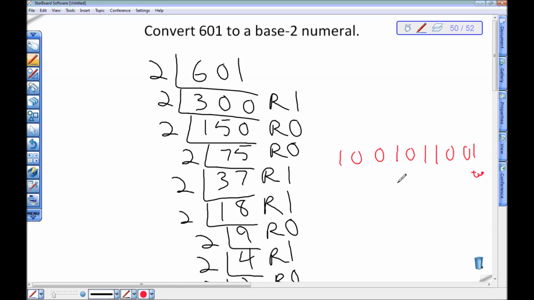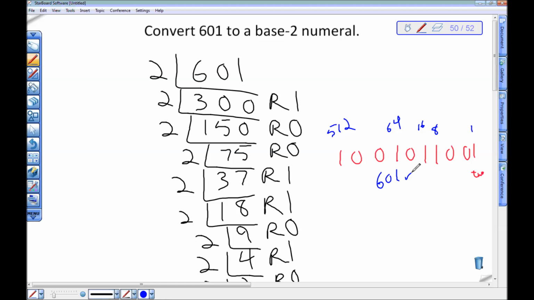And is that 601? Well, let's see. 2, 4, 8, 16, 32, 64, 128, 256, 512, 1024, hold on. Sorry, 1, 2, 4, 8, 16, 32, 64, 128, 256, 512. Forgot about 1. That's always my biggest downfall when I'm trying to change from binary to decimal. And sometimes I just forget that 1. 512 plus 64 plus 16 plus 8 plus 1 is 601. So we got it correct.